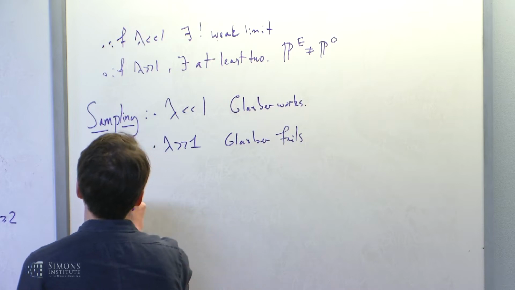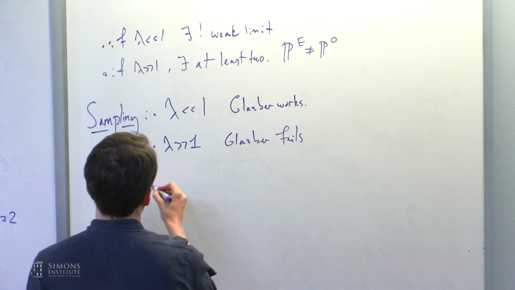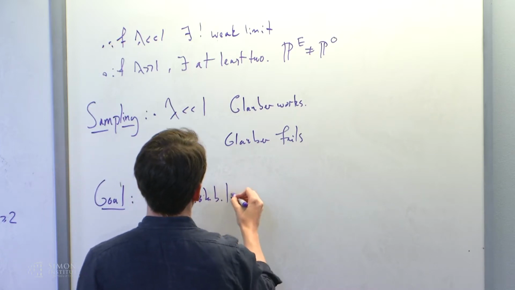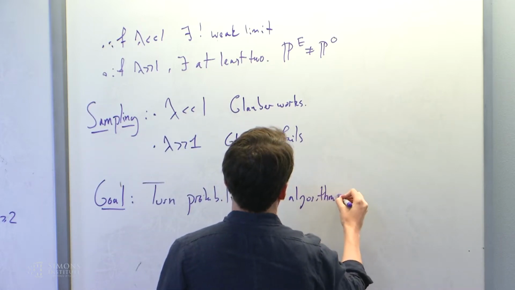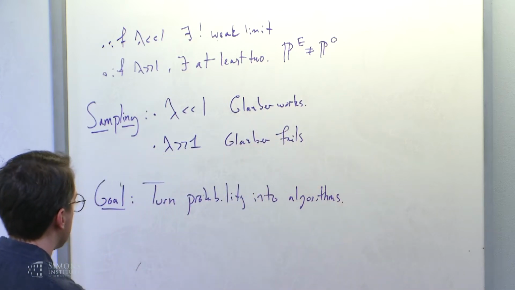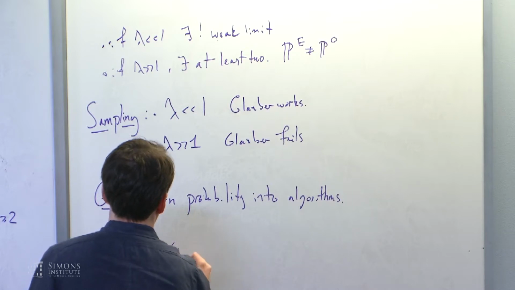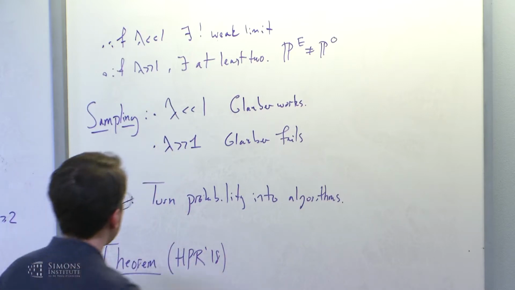So our goal, and I mean both in the sense of for this talk and also our goal when we started doing this work, was to say, how do we turn our probabilistic understanding into algorithms to approximate the partition function and sample here? So maybe I could say the goal is to turn probability into algorithms. And fortunately, for the sake of this talk, we succeeded. And the theorem we proved is the following thing.